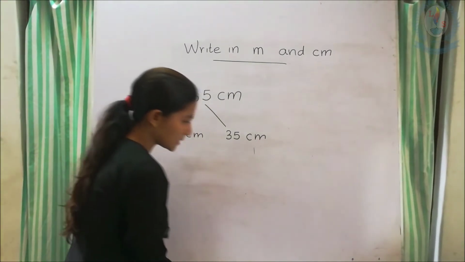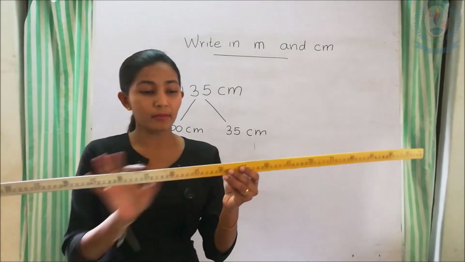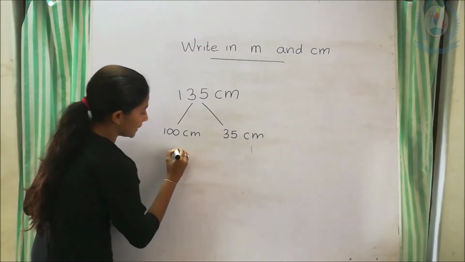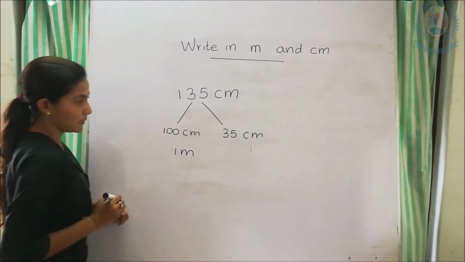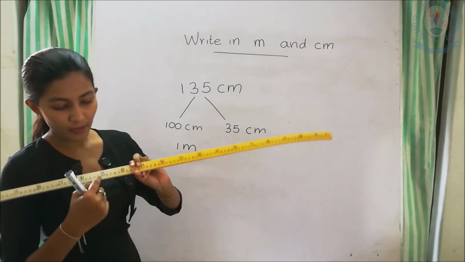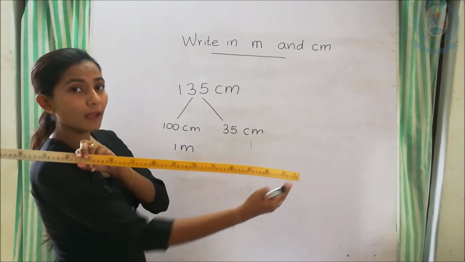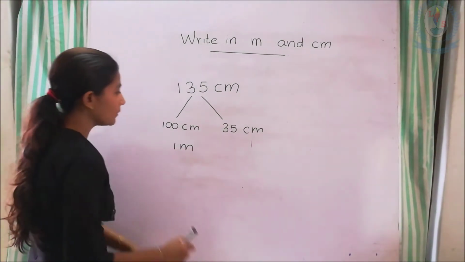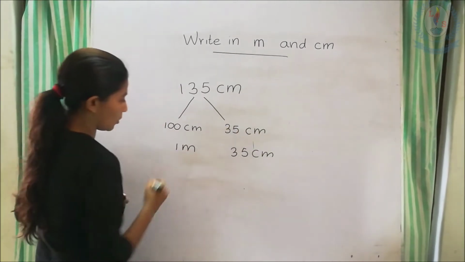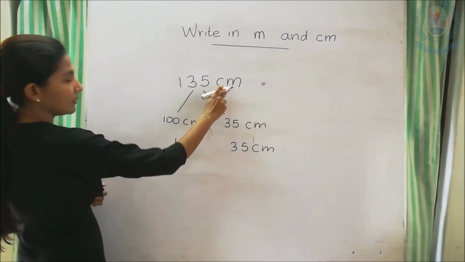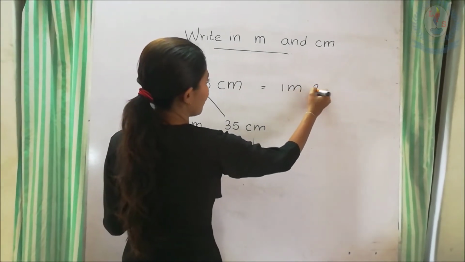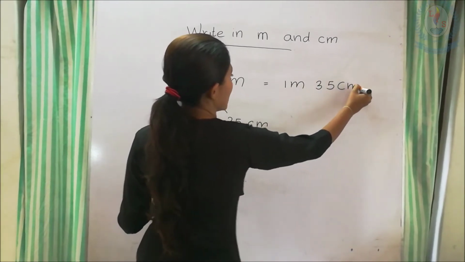So, in the meter stick, you remember that you learned there are numbers till 100. So, 100 centimeters means we learned it is 1 meter. Then, this 35 is less than 100. Somewhere here you can see that this is not going till 100. So, this 35 we consider the same way as 35 centimeters. So, our answer is 135 centimeters means 1 meter and 35 centimeters. It is very easy.